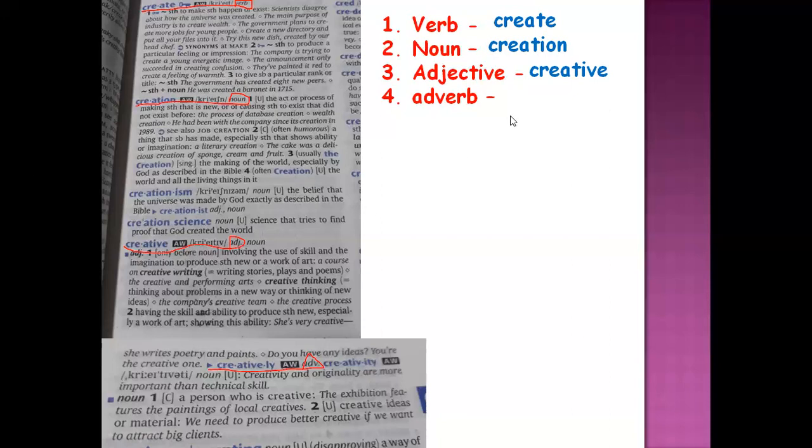And what is the adverb? That is creatively. That is the adverb, creatively. Maybe you can find out many verbs, more than one verb, more than one noun here, and more than one adjectives or more than one adverbs. But I have selected these four words as these four words are very familiar and very common words. Okay, children, shall we write some meaningful sentences using these words?